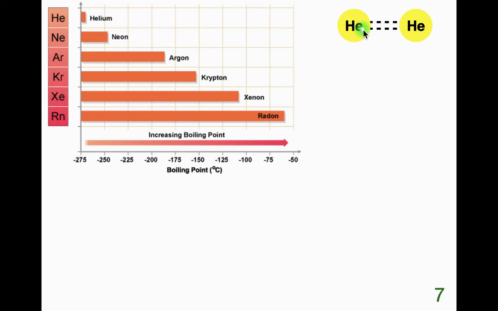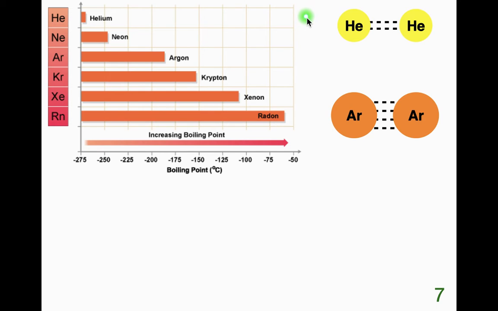Helium only has 2 electrons, so those 2 electrons are moving around here. And so if you have more of those electrons on one side, it's going to be partially negative on that side. So it's a very, very weak intermolecular force with helium, with only 2 electrons. Argon has 18 electrons, and so it's going to have more dispersion forces between the atoms. And so that's why argon has a higher boiling point than helium, simply because it has more electrons.